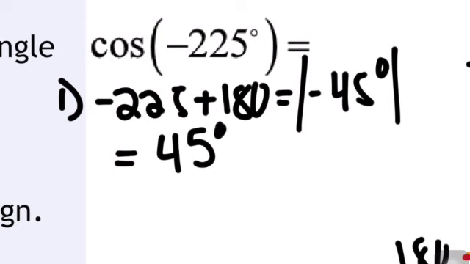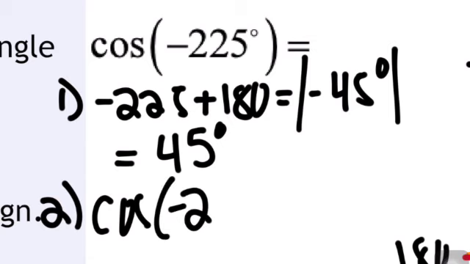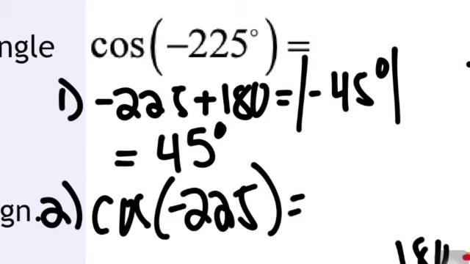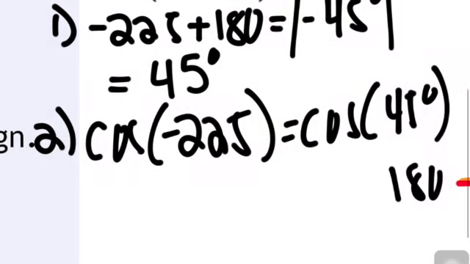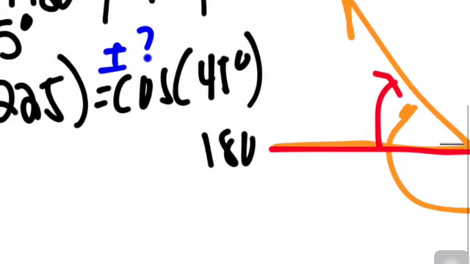So now we know that the cosine of negative 225 is really the same as the cosine of 45 degrees. It's almost the same. The only difference is we don't know what the sign is. Is it positive or is it negative? That's okay, we'll find that out in the next. Well, actually, if you guys want, we can do it right now.